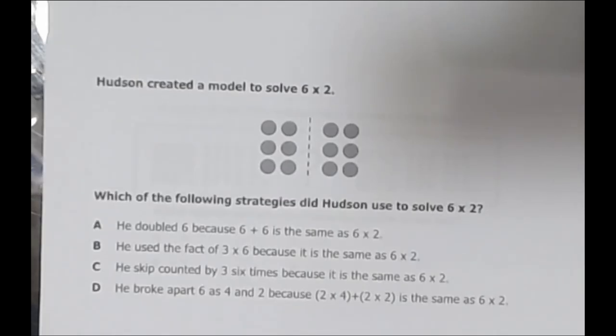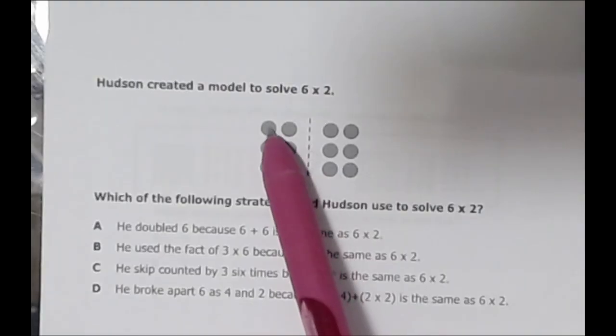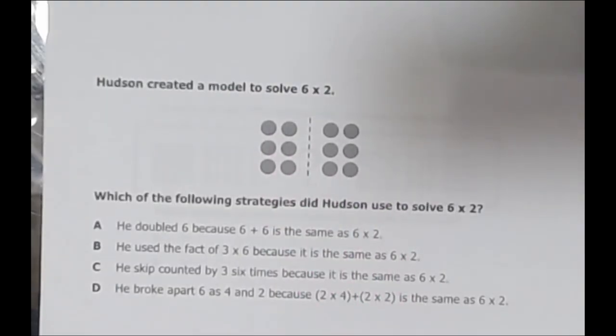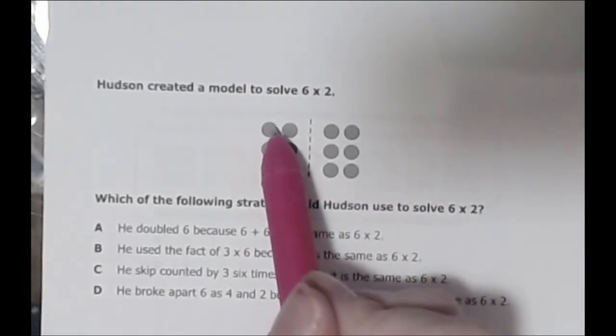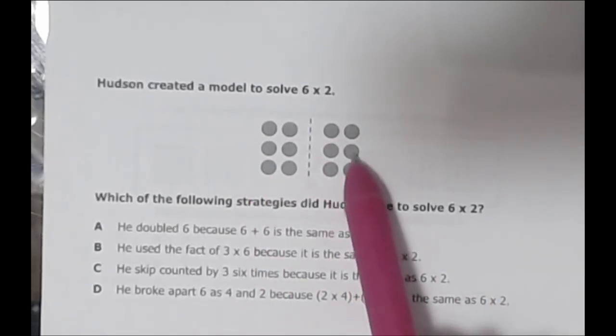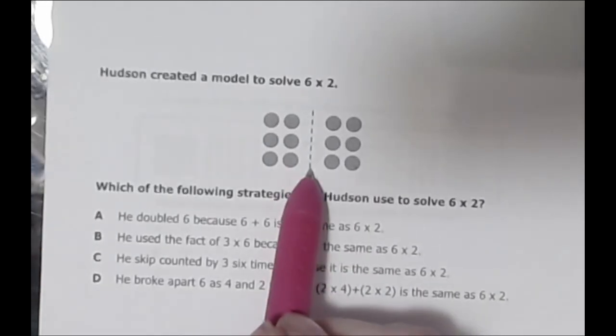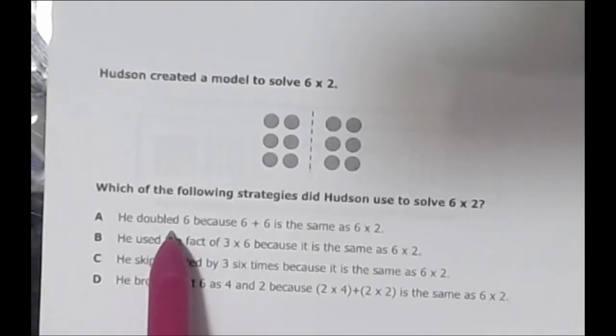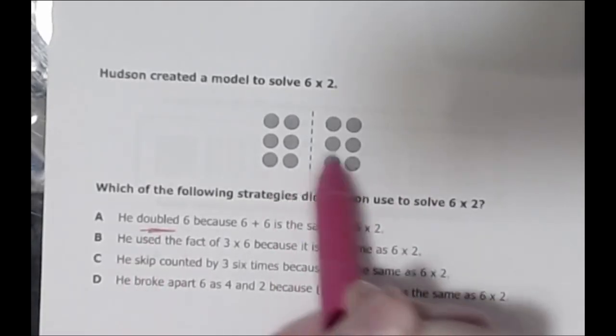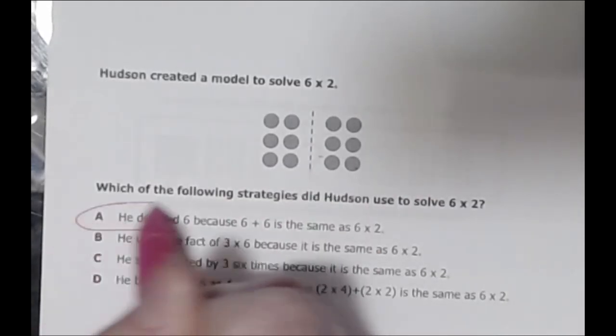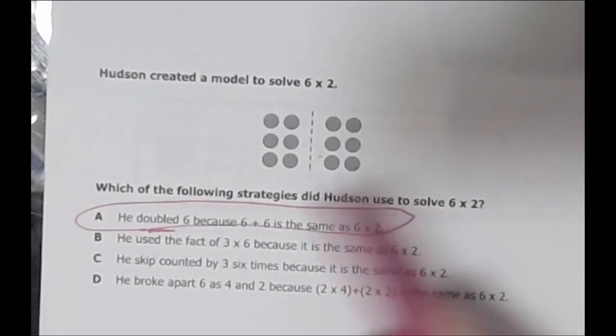Because of that, and you see the dotted line, your student needs to ask themselves, is it the exact same on both sides? Yes, it is. There's 6 on the side, 1, 2, 3, 4, 5, 6. And there's 6 on the side, 1, 2, 3, 4, 5, 6. So you know that your answer is going to be he doubled. If these are the same, you will automatically know that it is doubled.